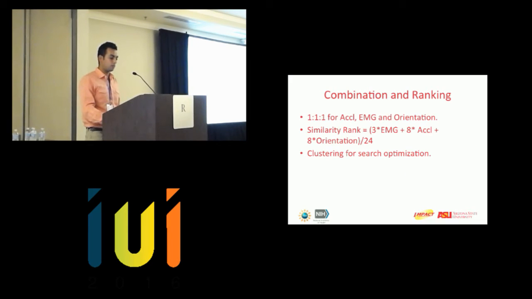For this paper, the combination algorithm we used was we gave equal weight to accelerometer, EMG, and orientation. So we got the similarity rank by getting all the distances first, normalizing them, and then just doing a weighted combination. We did do some search optimization towards the end to make sure that the recognition time stays under half a second, which we took as a threshold for being real time.